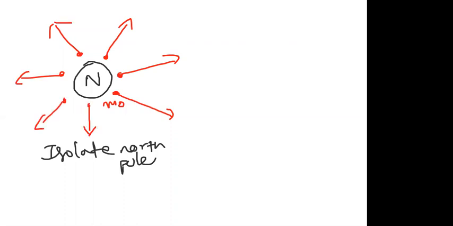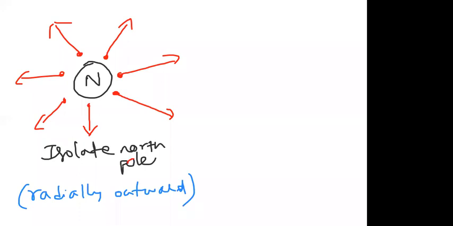The magnetic field lines, how are they? Radially outward. So the field lines are drawn radially outward. Now you can clearly observe what the direction of magnetic field lines is. Simply, the field is radially outward for an isolated north pole when imagining a unit north pole.